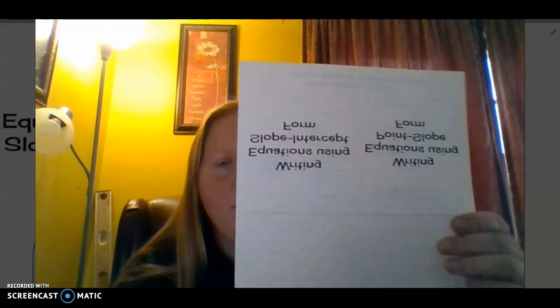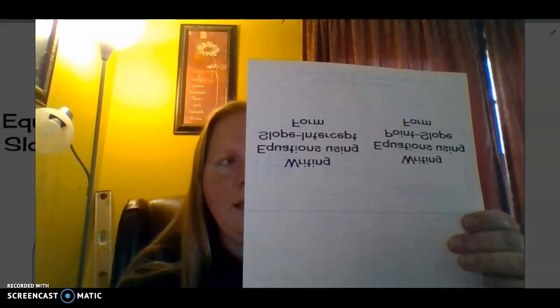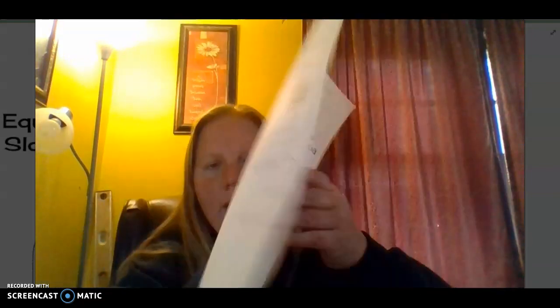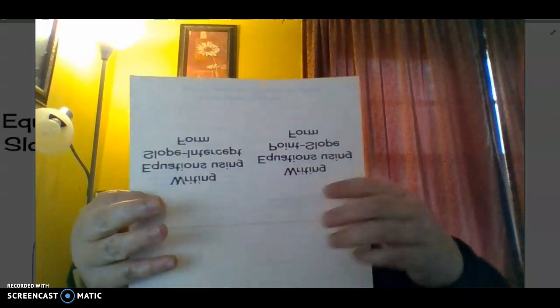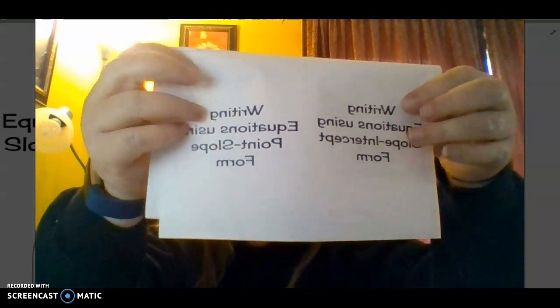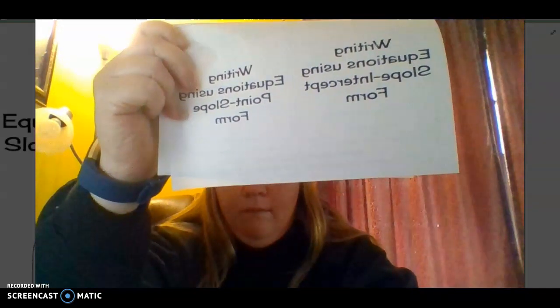Alright guys, so we're going to do this foldable that looks like this. This is one side, and this is what the back side looks like. So all I'm going to do is, if you see on this side, there's this dotted line here. I'm just going to fold it over like this. Okay, so fold it over like this now.